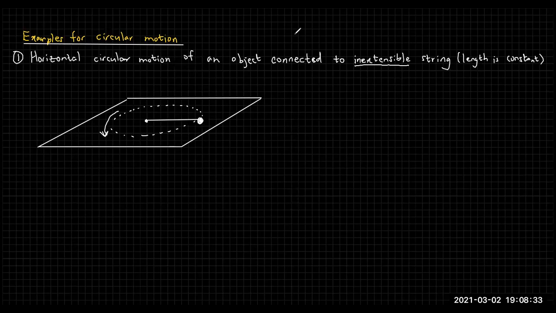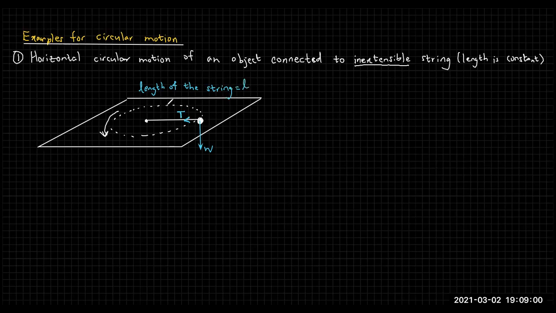And how many forces will be acting on the object, people? Just like we discussed before, there will be two forces. One will be weight, which is the vertical force, and the other force will be tension, which will be acting towards the center. And let's say the length of the string is L.